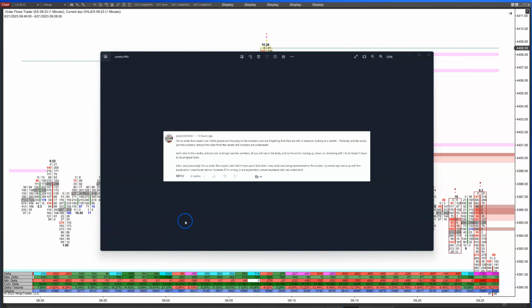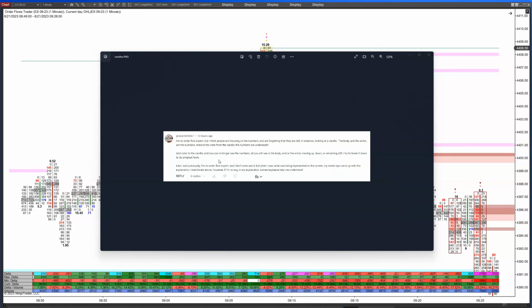And just recently I got a question from D.S. Smith. He says, I'm no order flow expert, but I think people are focusing on the numbers and forgetting they are still, in essence, looking at a candle, right? The body and the wicks are the numbers. Remove the color from the candle, the numbers are underneath. Add color to the candle, you no longer see the numbers. All you see is the body and or the wicks moving up or down or remaining still. I try to break it down into its simplest form.